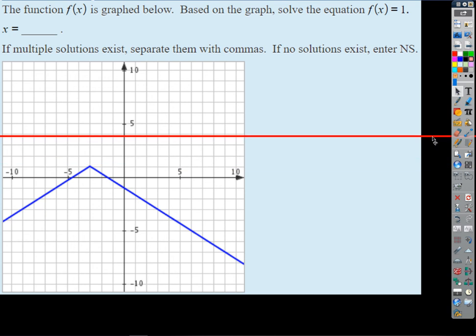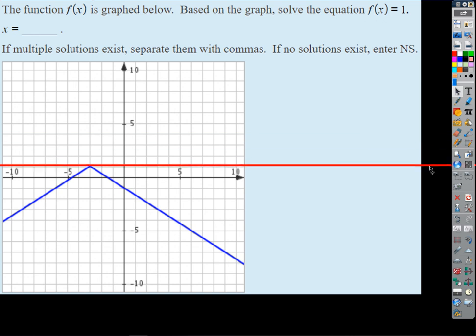If we solve this when f of x, which is y, equals 1, there's the horizontal line y equals 1, isn't it? So let's use the graph. What's the solution? X equals what? 3. Well, just 3, right? The point of intersection is (3, 1), but we just want the x value. So x is 3, right?